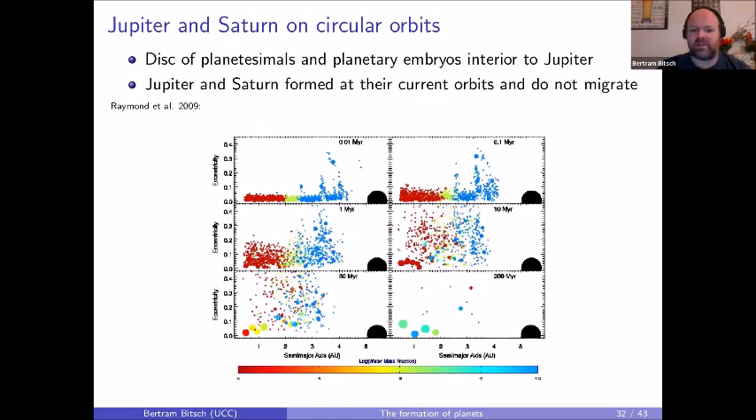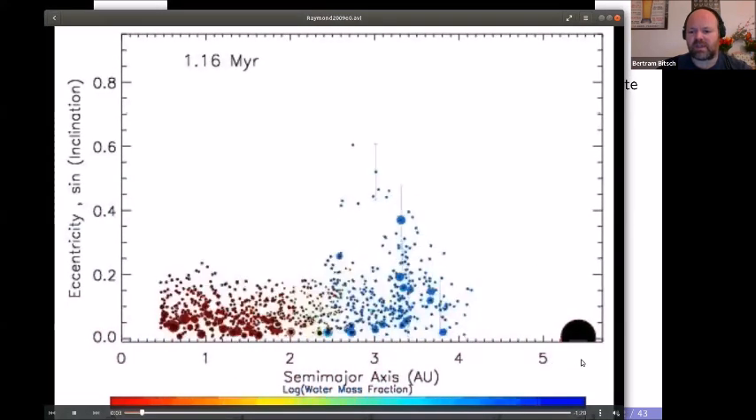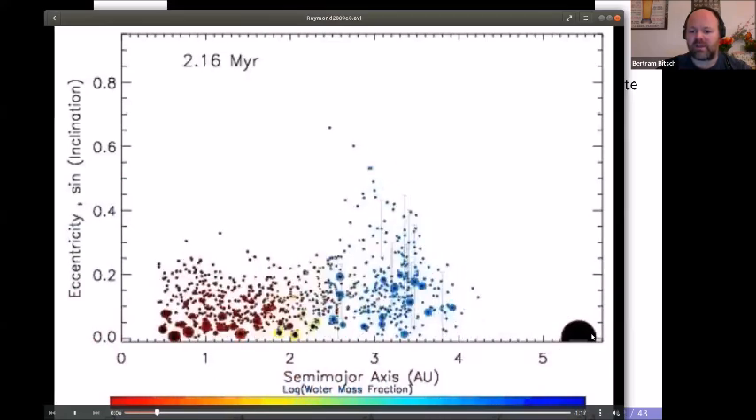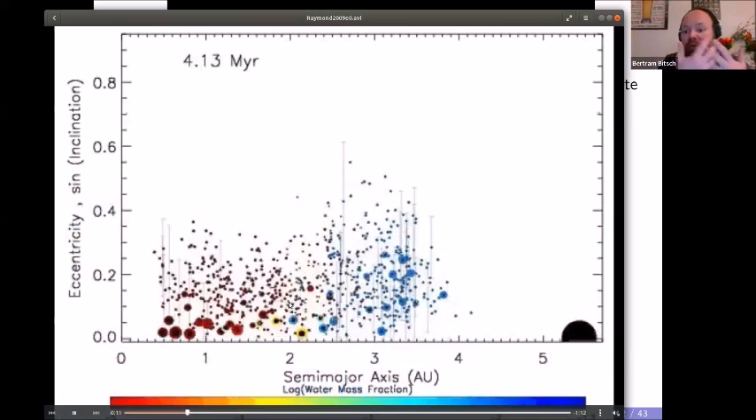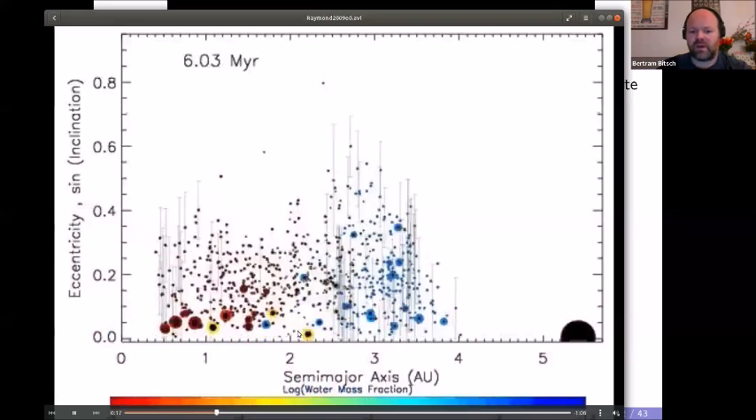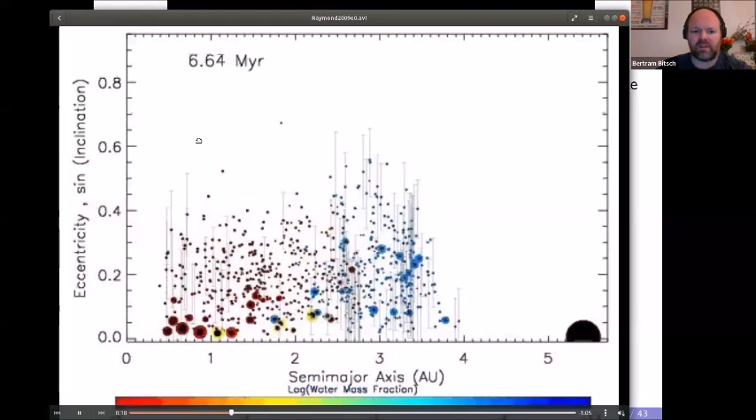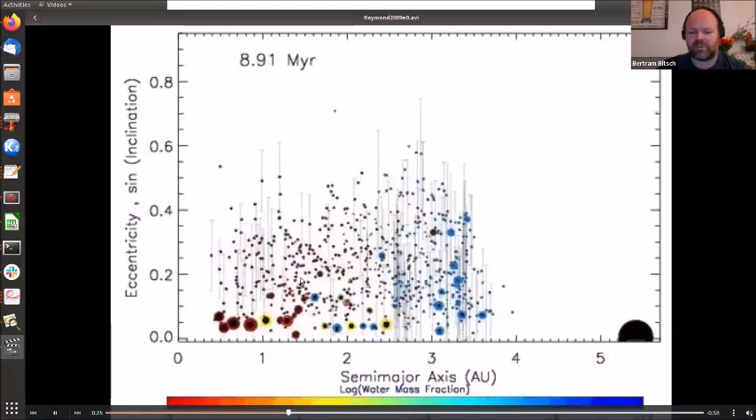So let's start with a simulation, okay? So we have a simulation where we say we have a Jupiter, and then we have a disk of these small planetesimals interior to Jupiter, and we say Jupiter and Saturn form at their current orbits and don't move through the disk. So this is the movie of the simulations. We have the semi-major axis on the disk. This big black guy here is Jupiter, and then we have here our initial planetesimals that can collide and form larger objects. So the size of the dot would mean a larger object. The color coding in itself corresponds to the water content of these planets. So blue means water rich and red means water poor.